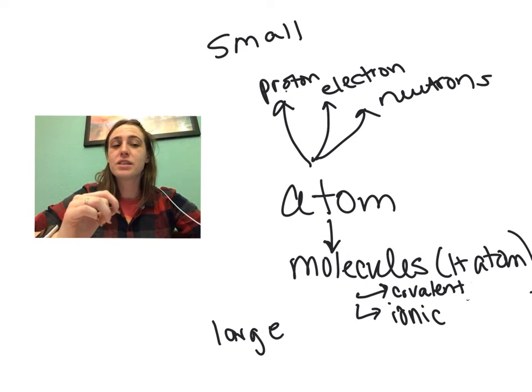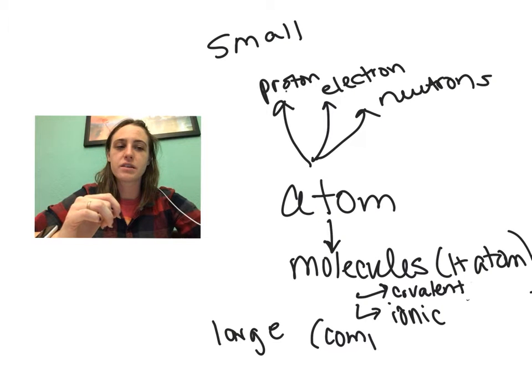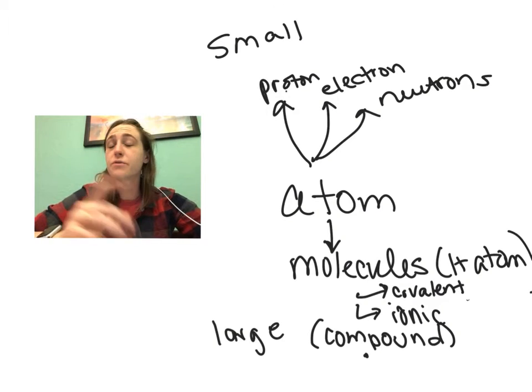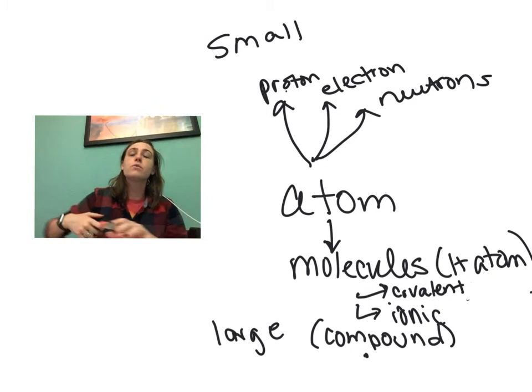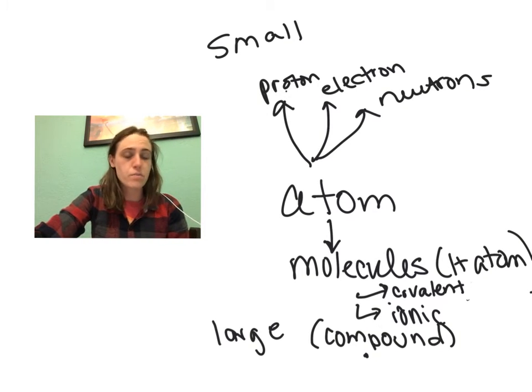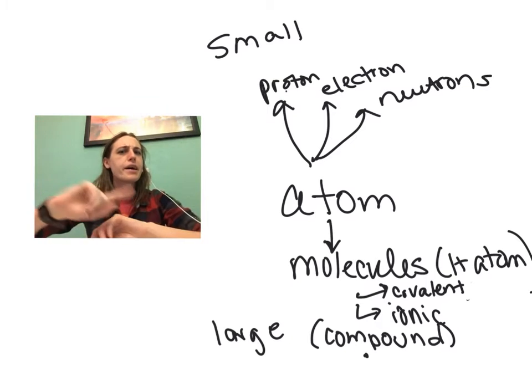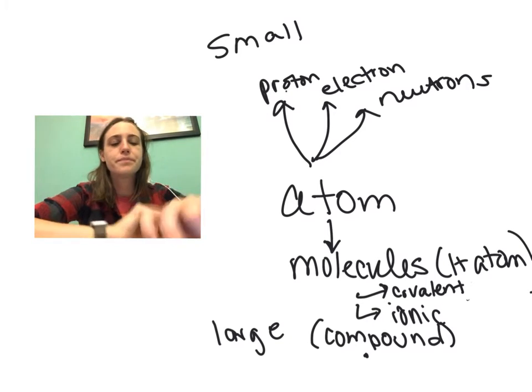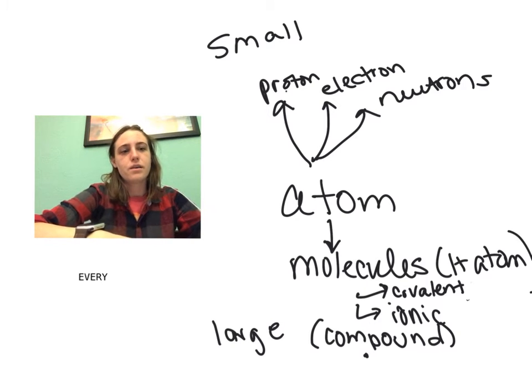Now, a specific type of molecule that we're going to focus in on a little bit is called a compound. A compound is when you have different types of elements. So see, we're not really changing the definitions here. It just all matters what kind of things you have bonded together. So every compound is a molecule, but not every molecule is a compound. So let me type that out for you guys so you don't forget. So every molecule, or every compound, my bad, is a molecule.